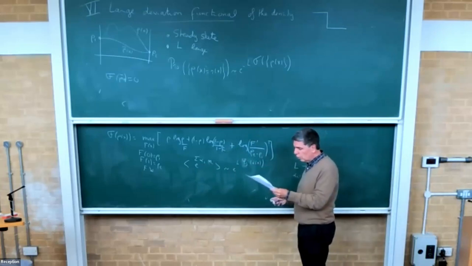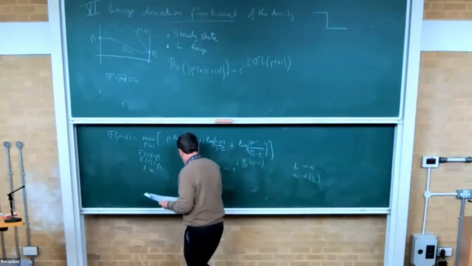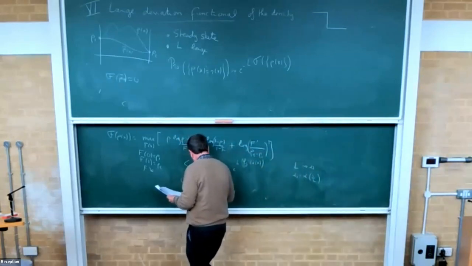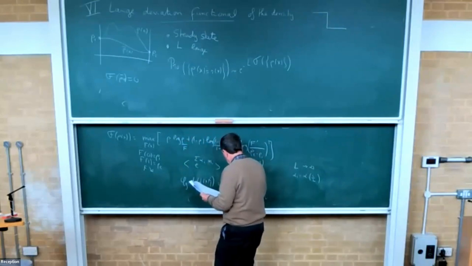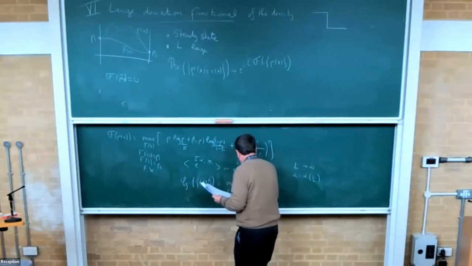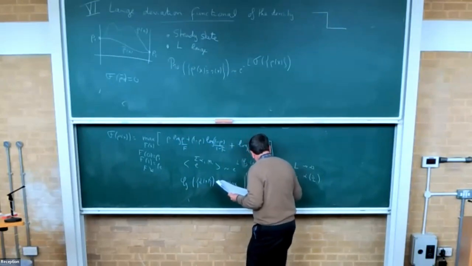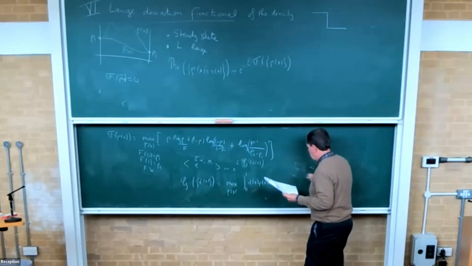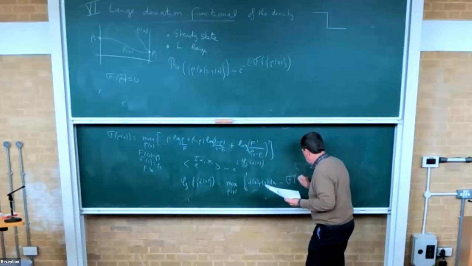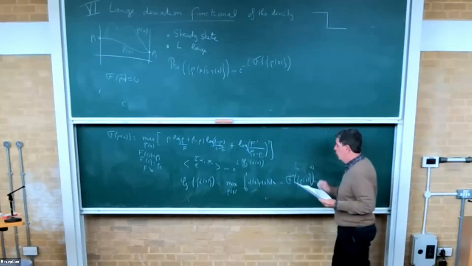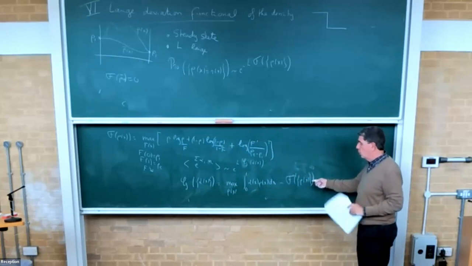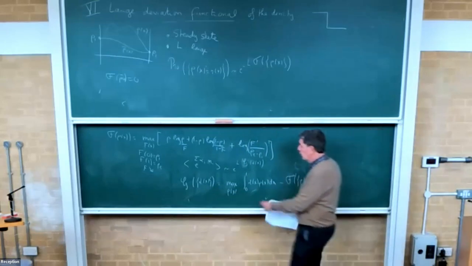We can see how it depends on this function, and then this function of alpha of x is the Laplace transform of the large deviation function, but we know it.